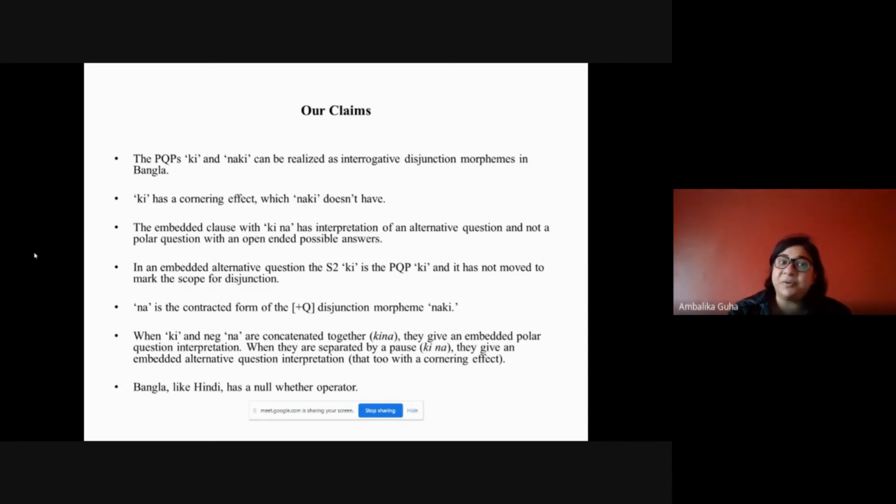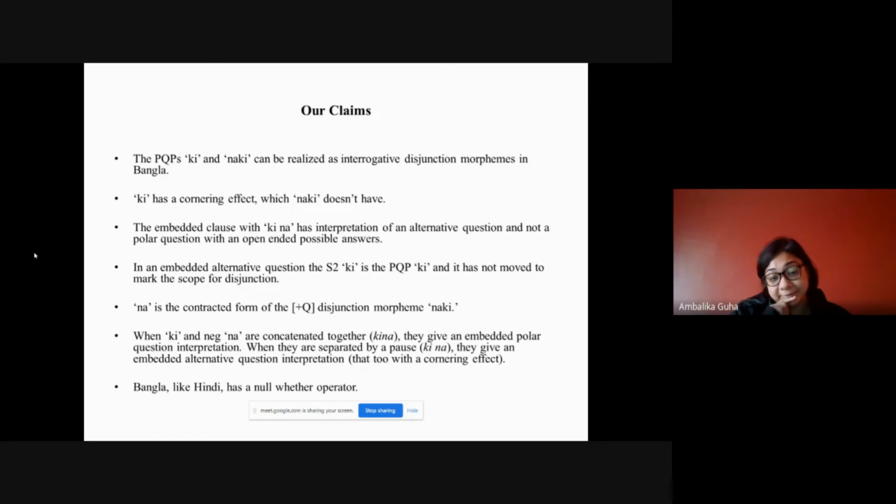It does not have an interpretation of polar question with open-ended possible answers, because usually in polar questions we always have open-ended possible answers, but not in alternative questions. And that is the exact interpretation we get with ki separated from na. Also, in an embedded alternative question structure, when we see the ki in the subject position, that is not the moved ki of kina, that is the PQP ki which originated there. And we have also tried to go through some evidence on that based on its occurrence with naki.